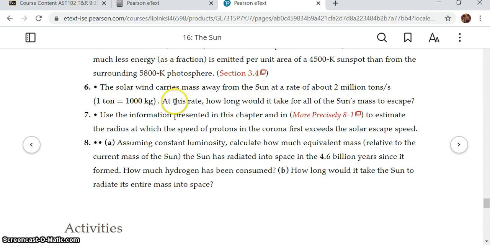All right, let's do the next one, number 6. It says here the solar wind carries away the mass from the sun at a rate of 2 million tons per second. So this is just the solar wind. And they give us the fact that a ton is 1,000 kilograms. At this rate, so we've got to use that rate, how long would it take for all the sun's mass to escape? So we're just doing number 6 here.